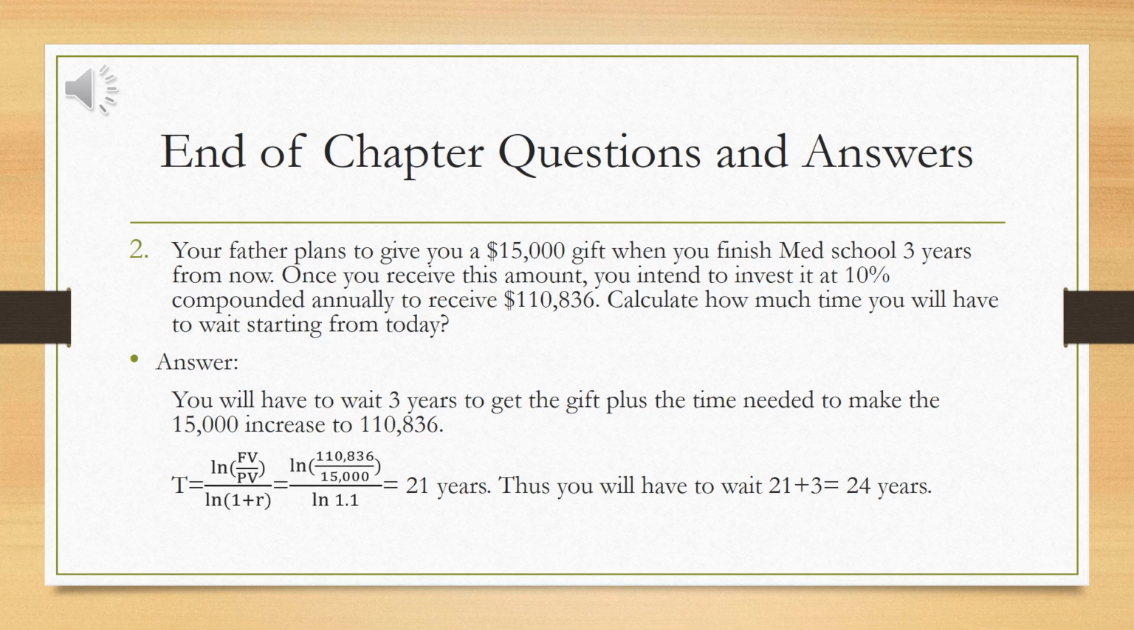The answer is you will have to wait 3 years to get the gift, plus the time needed to make the $15,000 increase to $110,836. In order to find the time needed to make the money increase, we follow the formula time equals ln future value over present value over ln 1 plus r, which is ln $110,836 over $15,000 divided by ln 1.1, which is 21 years. Thus, you will have to wait 21 plus 3, which is 24 years.